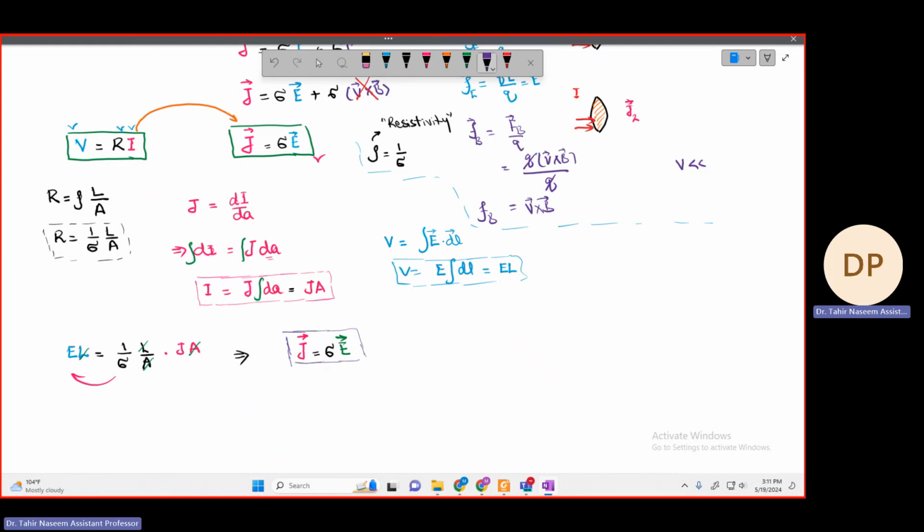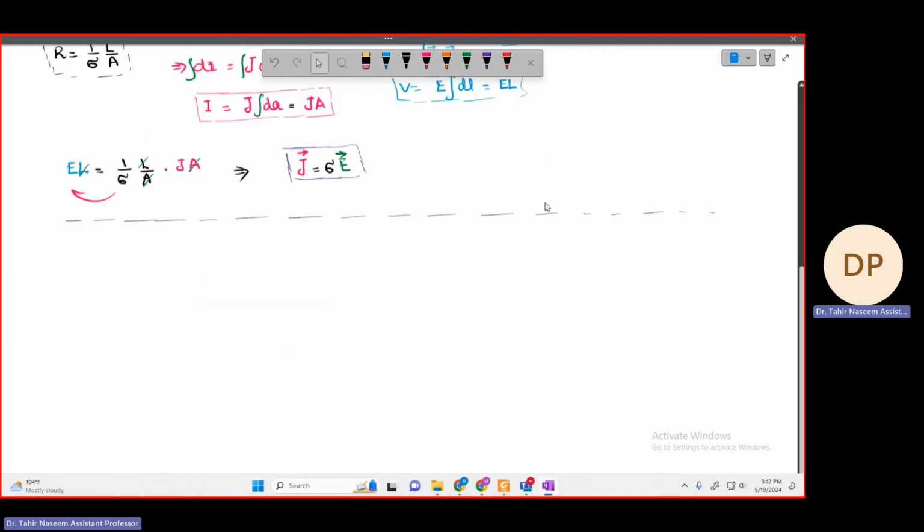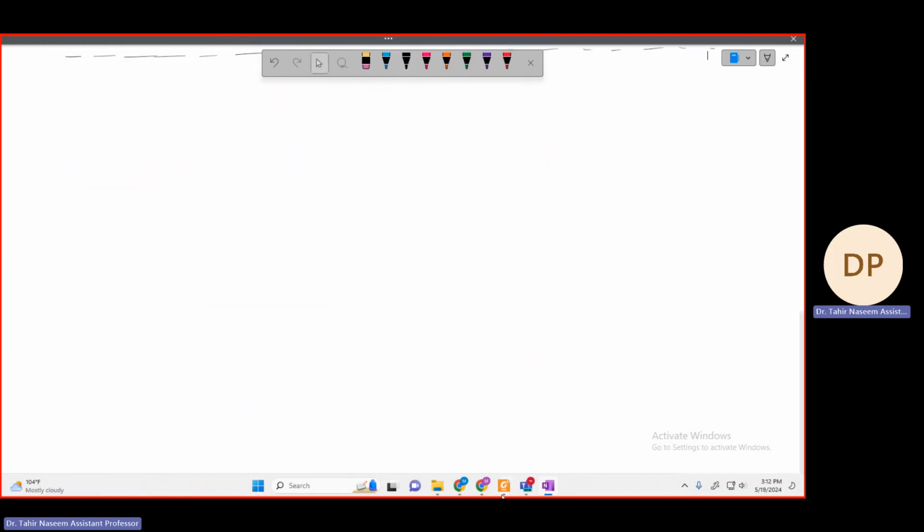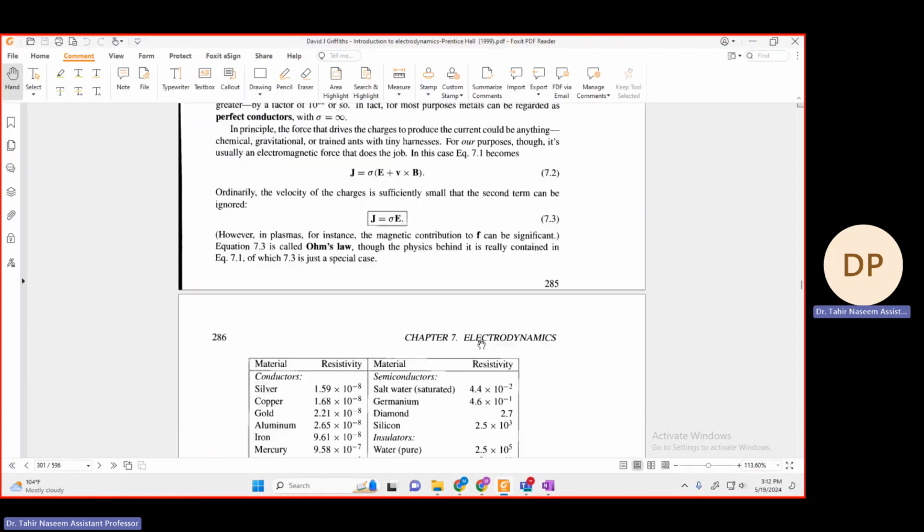So in questions, maybe we are going to use both of these forms, depending upon our convenience. So let's start solving a few questions of Ohm's law. Okay, so let's start with a simple question as a warm-up exercise.